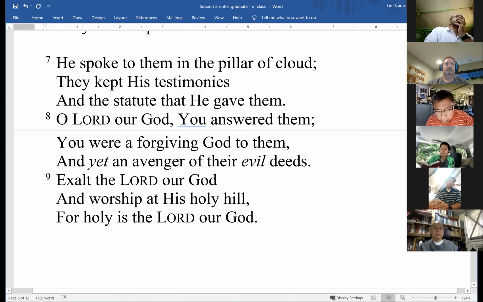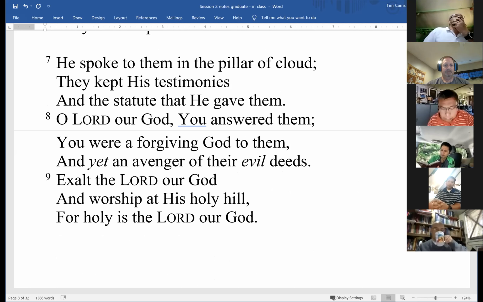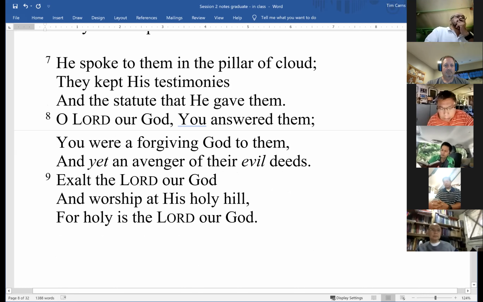He spoke to them in the pillar of cloud. They kept his testimonies and the statute that he gave them. O Lord our God, you answered them. You were a forgiving God to them, and yet an avenger of their evil deeds. Exalt the Lord our God and worship at his holy hill, for holy is the Lord our God.